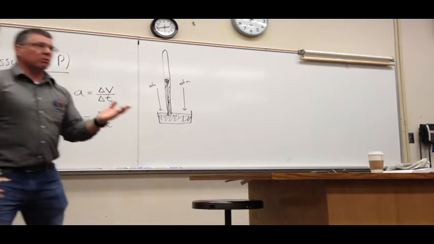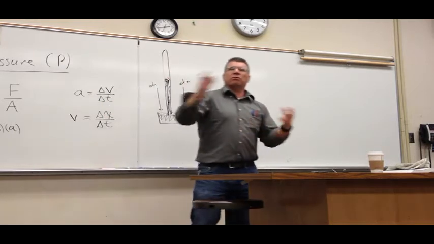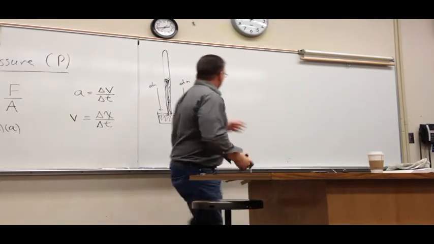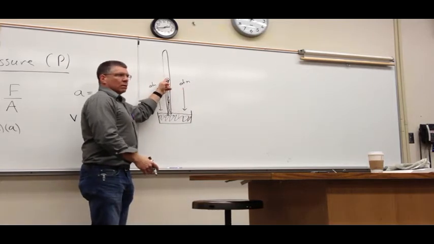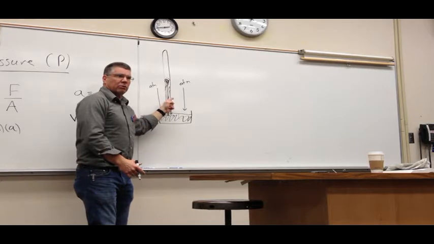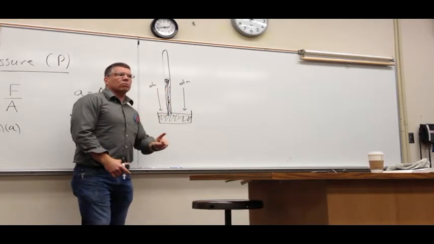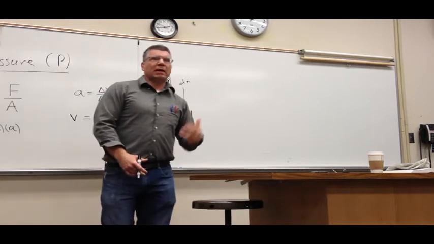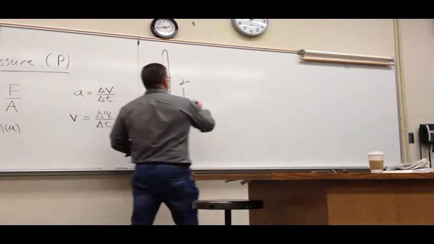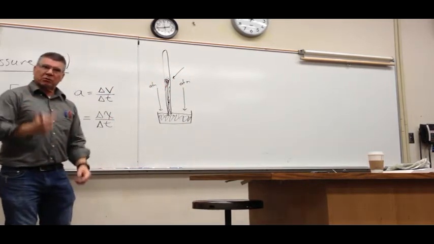If the atmospheric pressure changes because a high pressure system or a low pressure system is moving in, or for whatever reason, then the height of the column of mercury will adjust to balance that outside pressure. And so the height of this column of mercury is one measure of atmospheric pressure. And it's not only a measure, it's also one of the units of pressure.